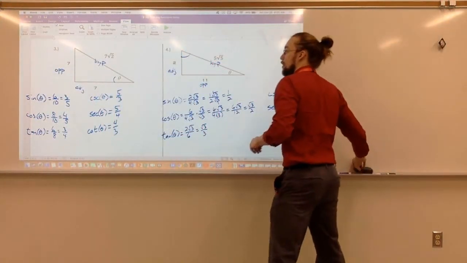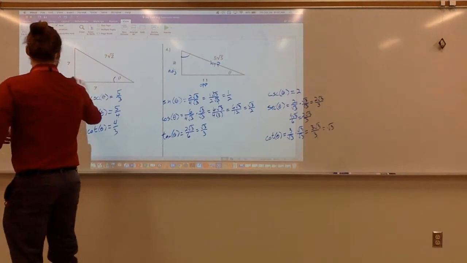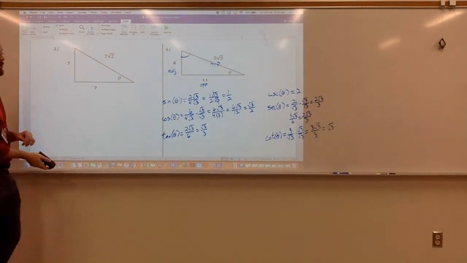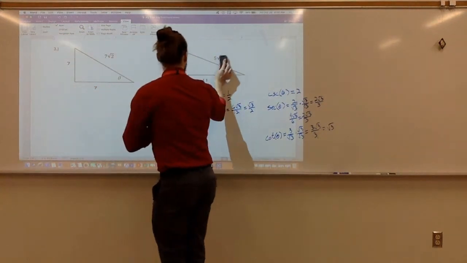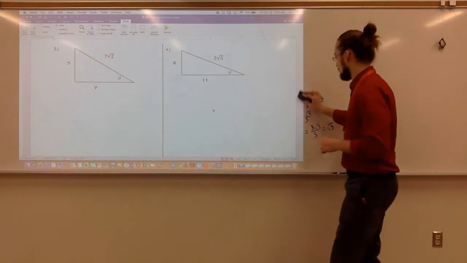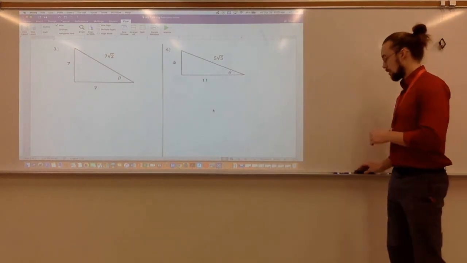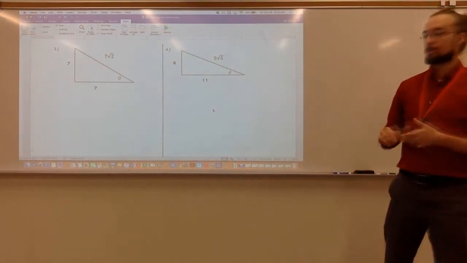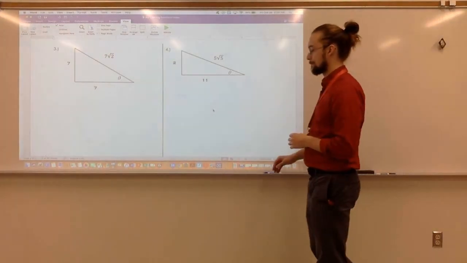Alright, so we just have the same process here for numbers 3 and 4. I want you guys to try these ones. Write out all 6 trig functions, rationalizing denominators if we need. We'll take 7-8 minutes. Okay, try these ones here.